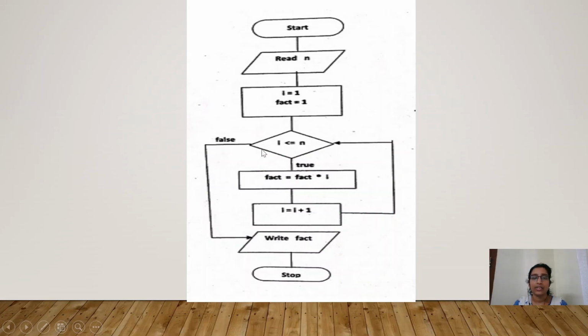And then if the condition is true, what to do? If the condition is false, what to do? If the condition is true, that is I is less than or equal to n, we have to find fact equal to fact into I. Then I equal to I plus 1. These two steps we have to do repeatedly: fact equal to fact into I, and then I equal to I plus 1. Then again check I less than or equal to n. Once I exceeds n, write the fact as the output. So this is the flow chart for the same algorithm.